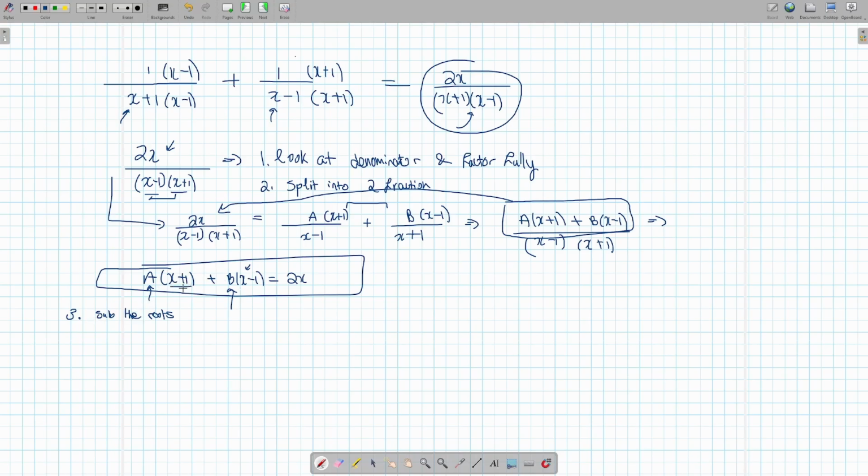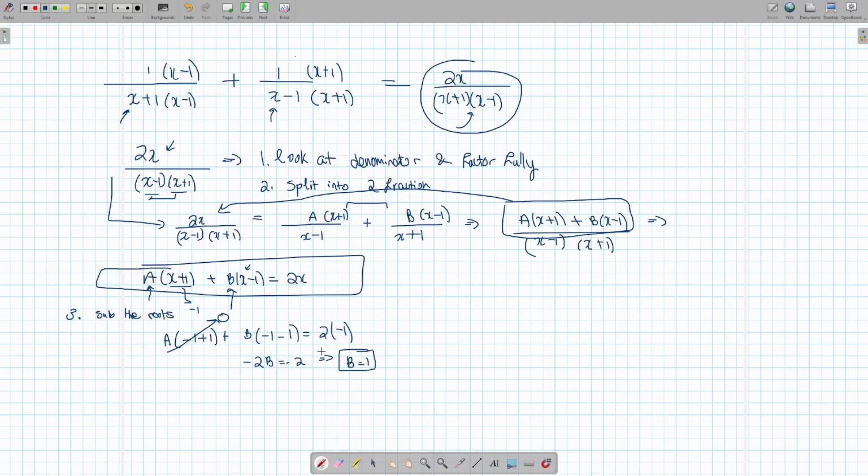What's the root of x plus 1? Negative 1. Right? So let's first substitute negative 1. A into negative 1 plus 1 plus b into negative 1 minus 1 equals 2 times x, which is what? Negative 1, as we said. This is 0. So as you can see, just like that, we got the a cancelled out. So negative 2b is equal to negative 2. So basically b is equal to 1. So we found our b value.